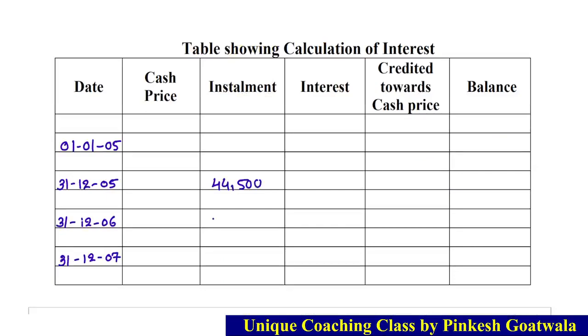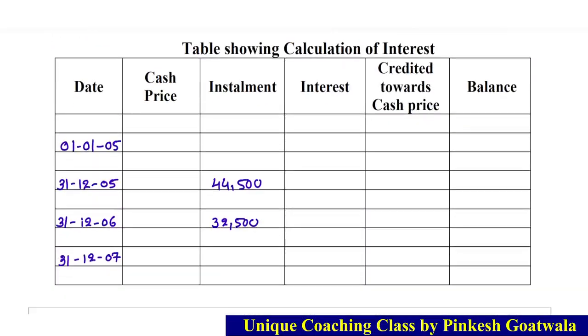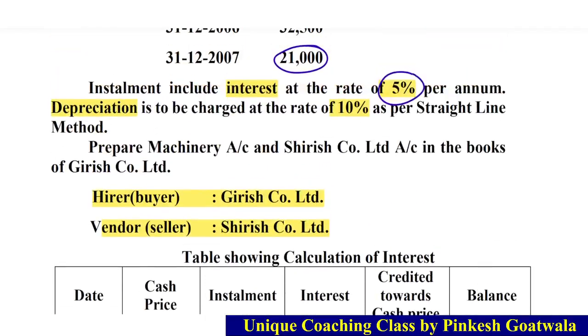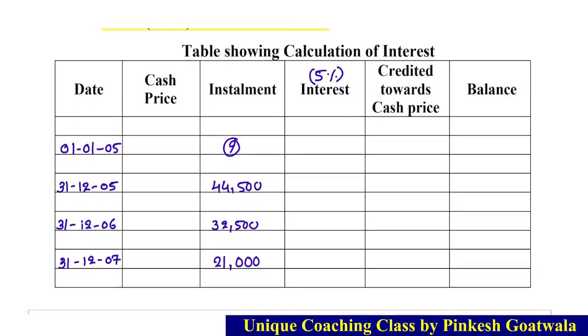500, 32,500, and the last installment is given 21,000. Okay, and the down payment is not given, and the rate of interest is 5%. Always write the rate of interest here so that you will not get confused. Rate of interest is 5%. Now let's solve this sum.